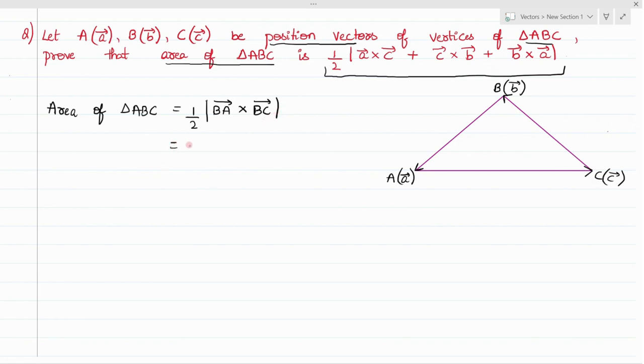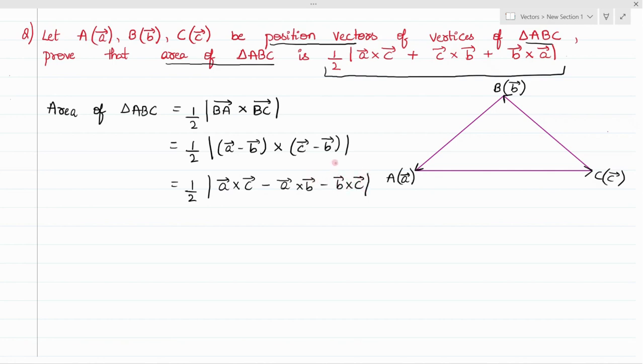So now it becomes half of BA, which is nothing but the position vector A minus B. Similarly, BC is nothing but C minus B. Now just multiply. You will get A cross C minus A cross B minus B cross C. That's it. Because B cross B becomes 0. I already discussed this, right? In the properties of vector product.